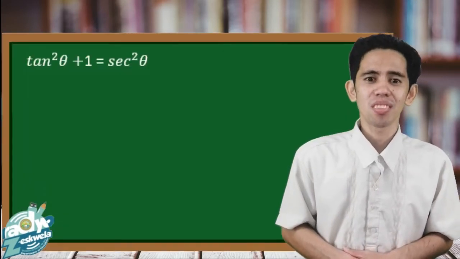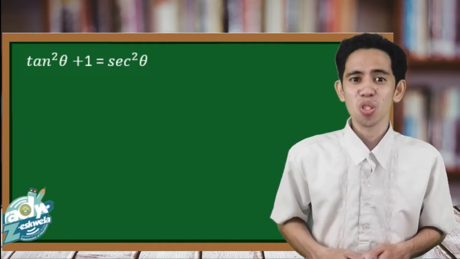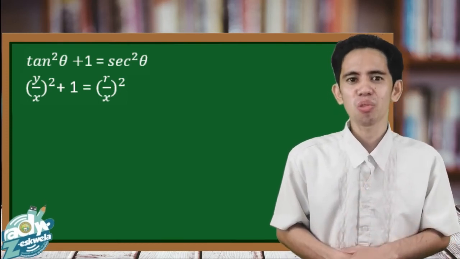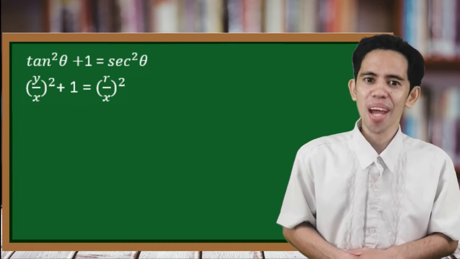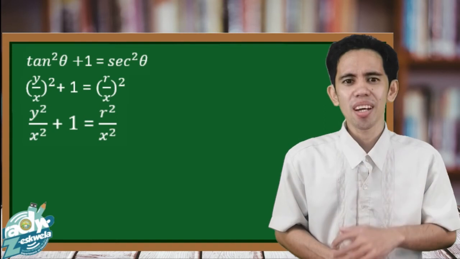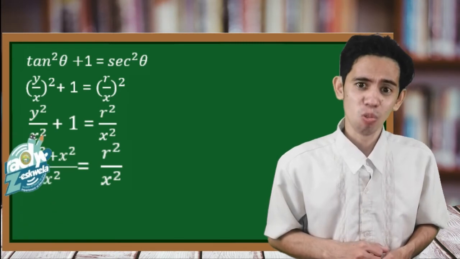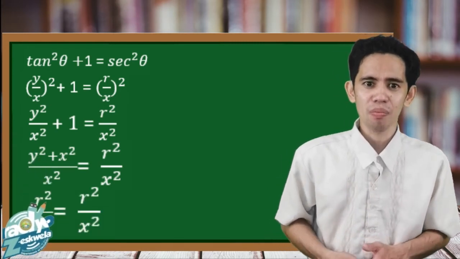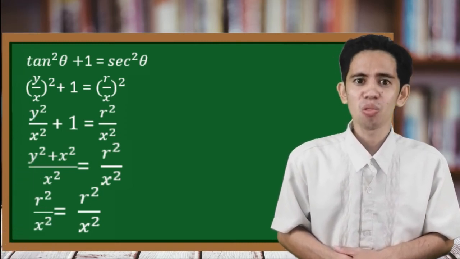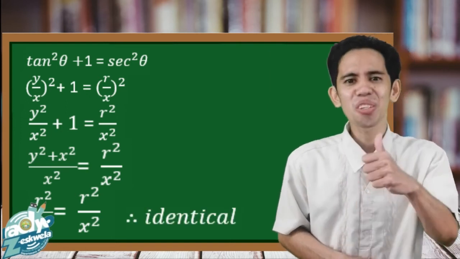Substitute the value of tangent theta and secant theta. Then we have square of y over x squared plus 1 is equal to square of r over x. Simplify: y squared plus x squared all over x squared. Then we knew that y squared plus x squared is equal to r squared. So, that is r squared over x squared is equal to r squared over x squared. And they are identical. Very good.